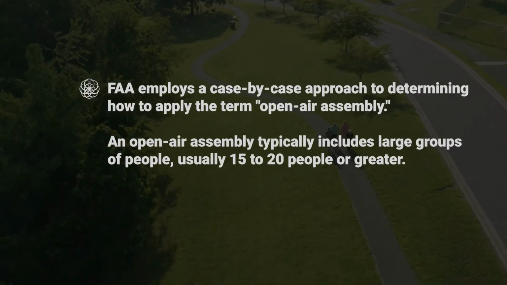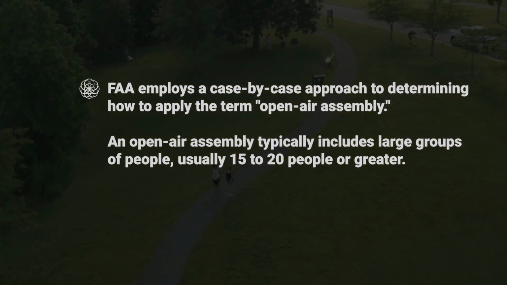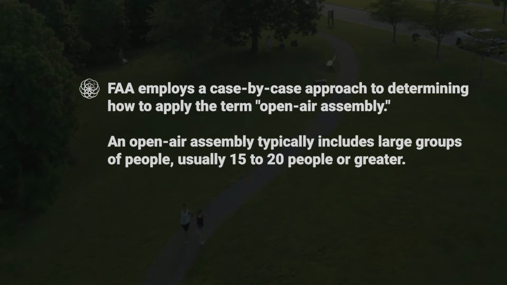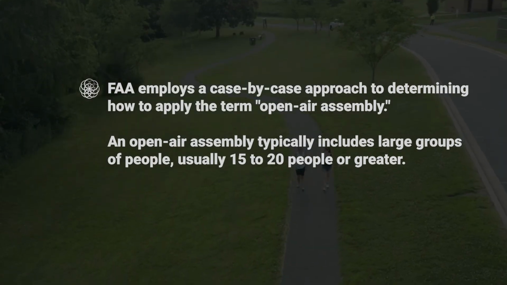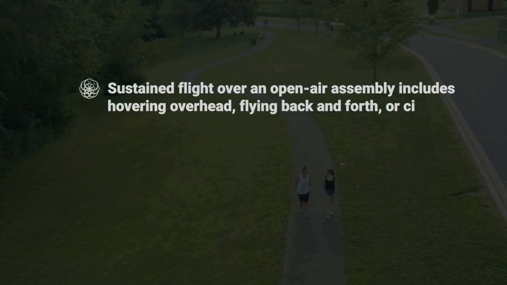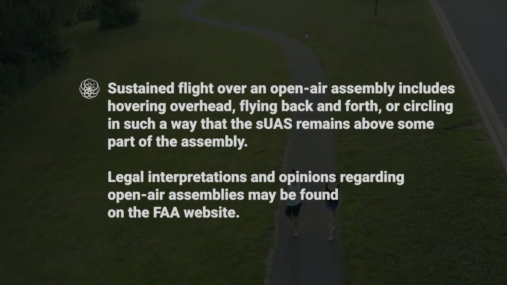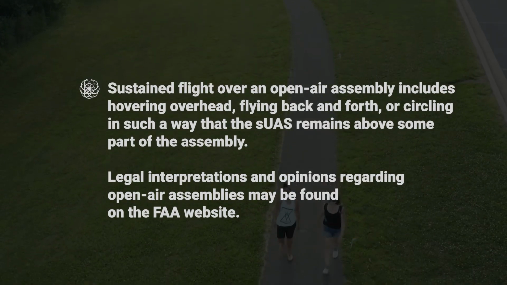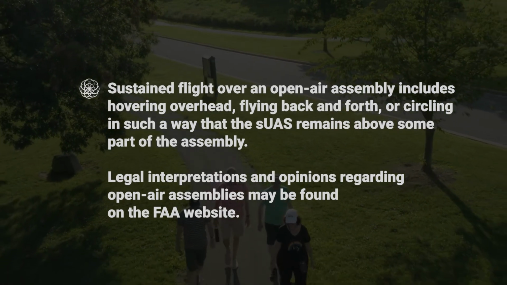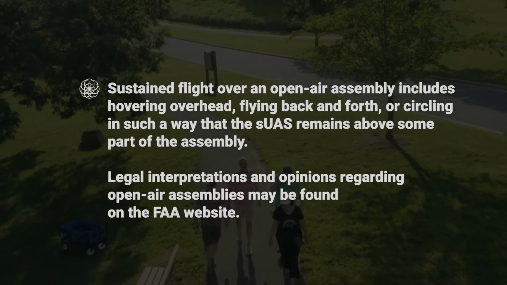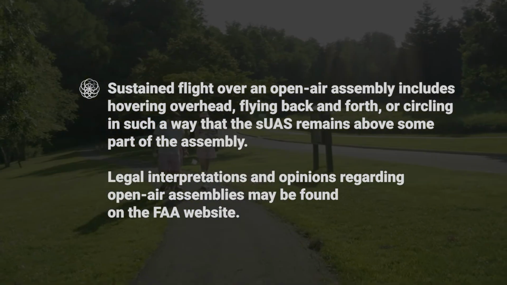The FAA employs a case-by-case approach to determining how to apply the term open-air assembly. An open-air assembly typically includes large groups of people, usually 15 to 20 people or greater. Sustained flight over an open-air assembly includes hovering overhead, flying back and forth, or circling in such a way that the sUAS remains above some part of the assembly. Legal interpretations and opinions regarding open-air assemblies may be found on the FAA website.